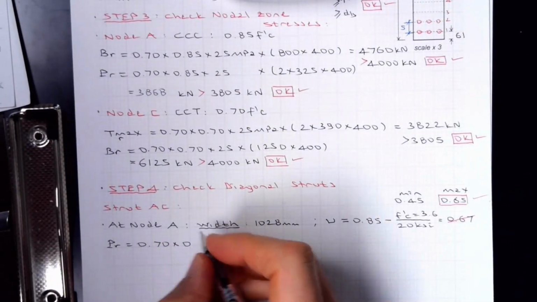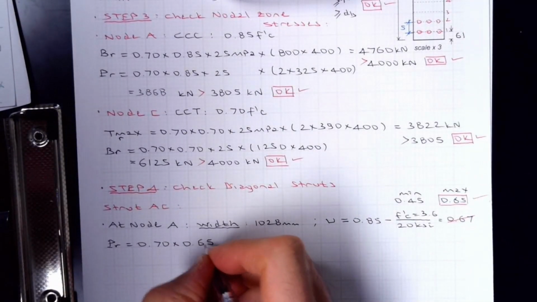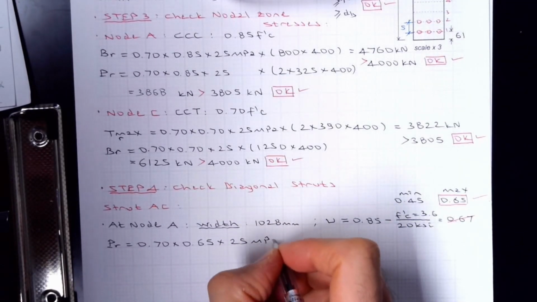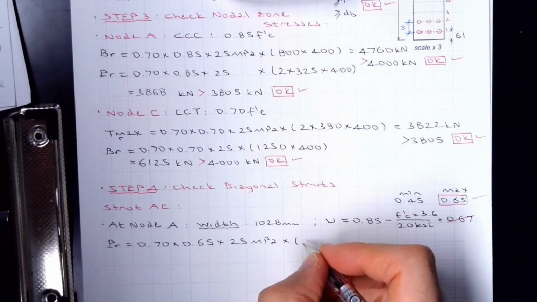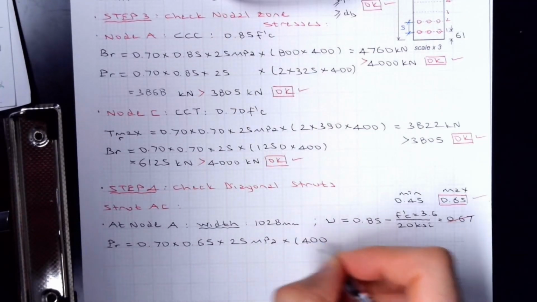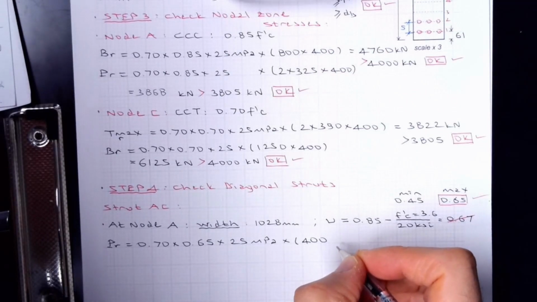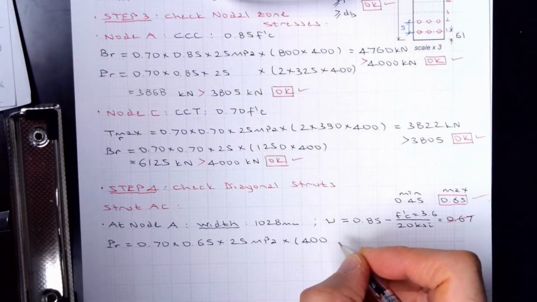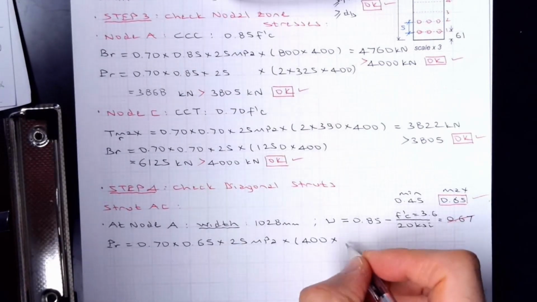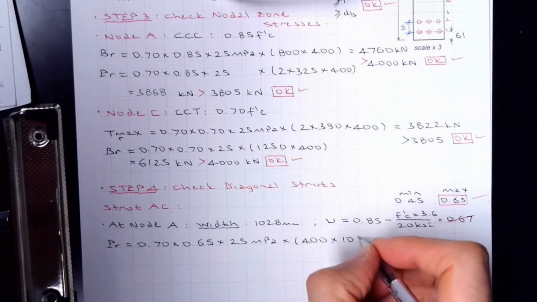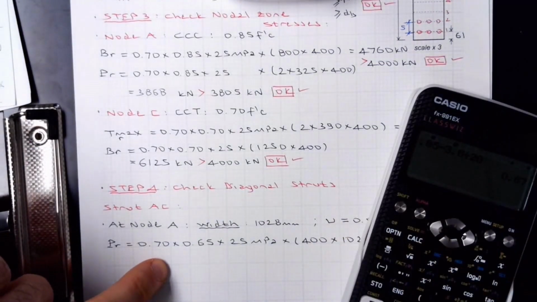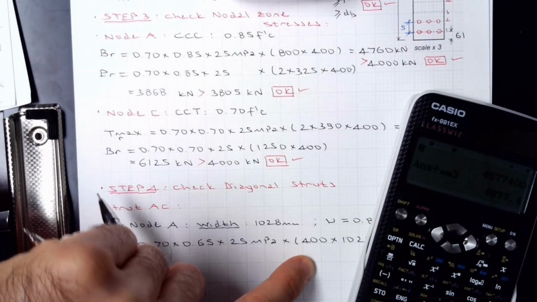So PR is 6.5 times F prime C, 25 megapascal, times 400 thickness. I'm using the full thickness. Bearing plate also covers the full thickness. There is no need to reduce it. Times 1028. All right, so let's see. 4677.